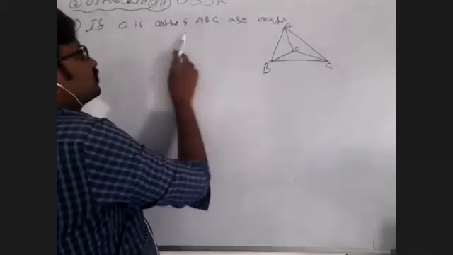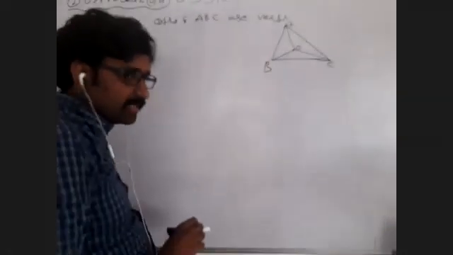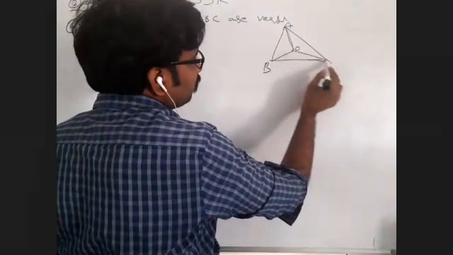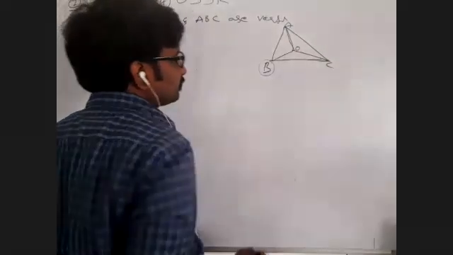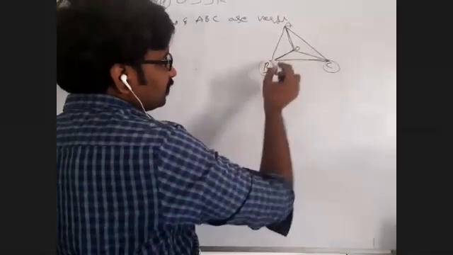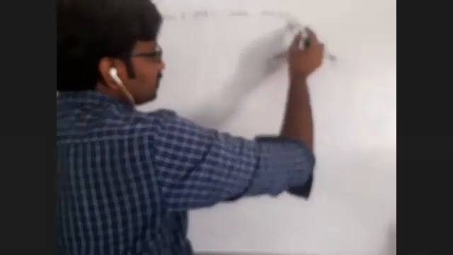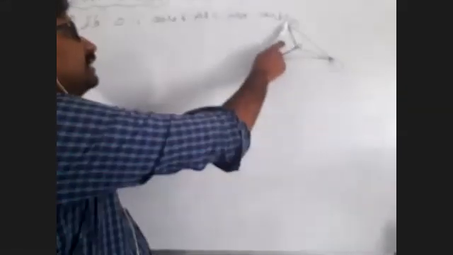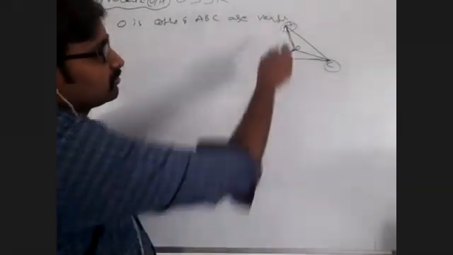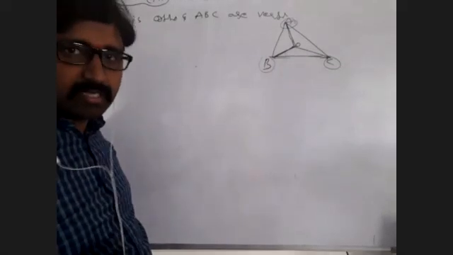If O is orthocenter of the triangle ABC, then for triangle AOC, B is orthocenter. For triangle AOB, C is orthocenter. For triangle OBC, A is orthocenter. Understand? In triangle ABC, O is orthocenter, then A is orthocenter of OBC, B is orthocenter of AOC, and C is orthocenter of AOB. Okay, that you have to write.